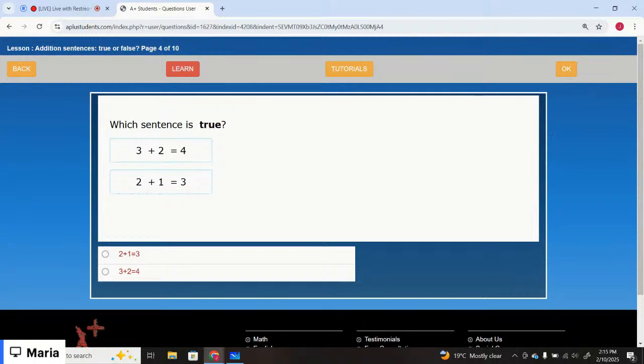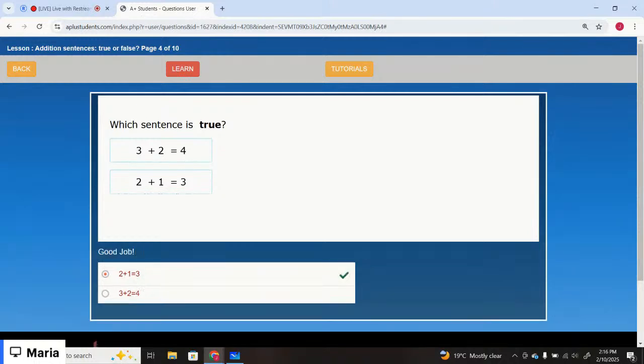Which sentence is true? 3 plus 2 equals 4, or 2 plus 1 equals 3? The correct option is 2 plus 1 equals 3. Option number 1 is the correct option.